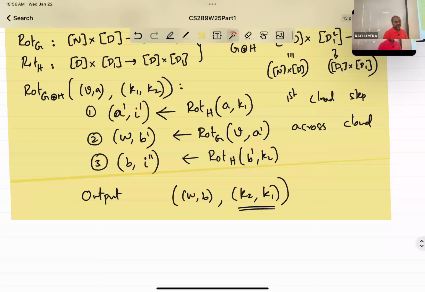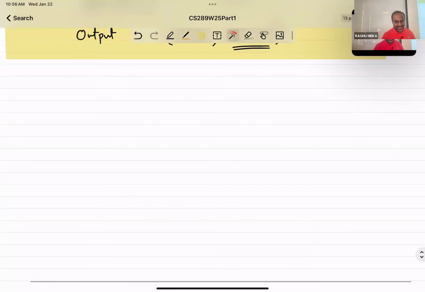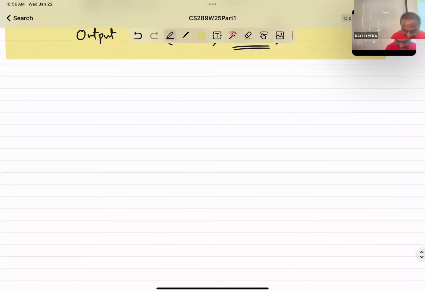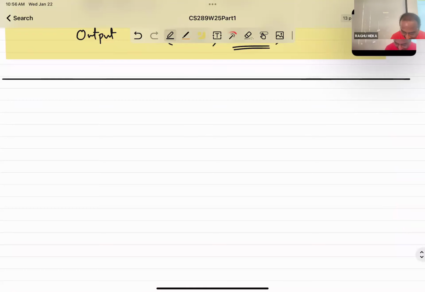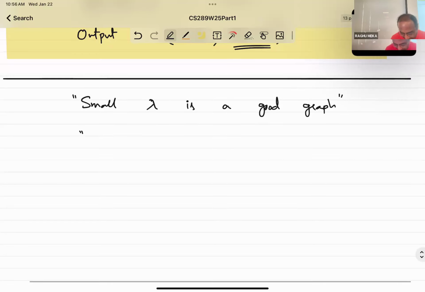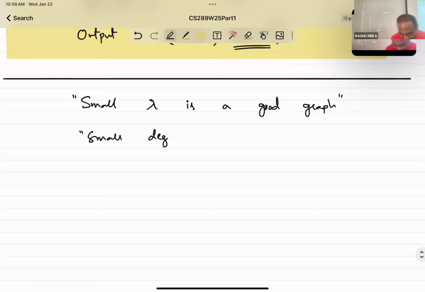All right. So let's see what this actually buys us. The punchline, I should say, is the following. Qualitatively, small lambda is a good graph. Small degree is a good graph. Of course, we want to compare them to each other. I can easily square and get small lambda, but my degree is also increasing. We want both of them to be small in some sense.